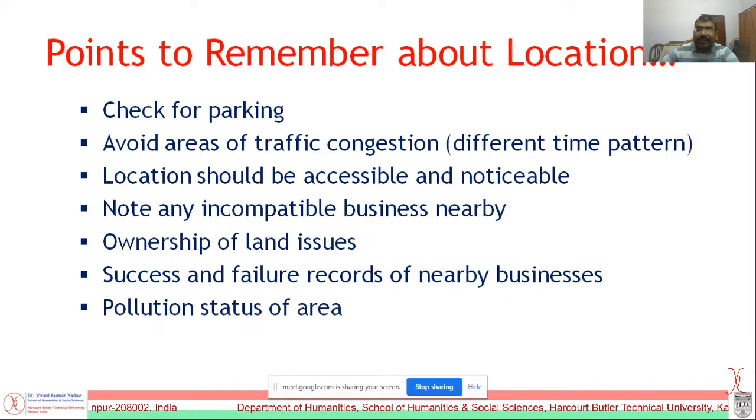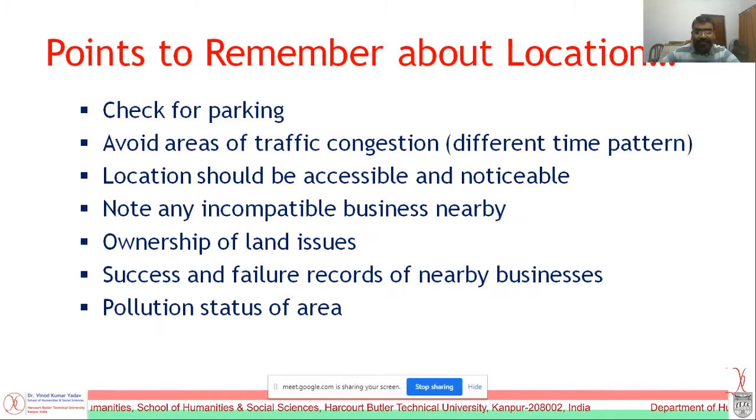Location should be accessible and noticeable. It's very important. Accessibility of location must be there. Altogether, the industrial hubs which are developed are always accessible. But when you are choosing a non-industrial location, then you must understand this thing. Note any incompatible business nearby.